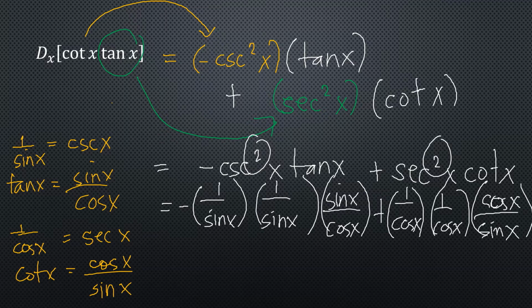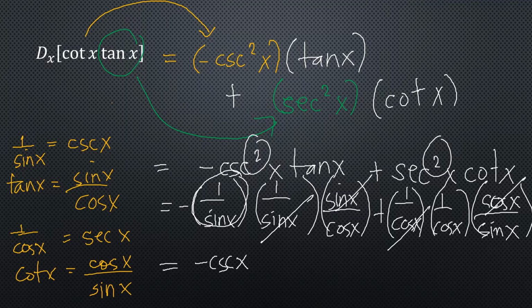So the next thing you need to do is to cancel now. We can now cancel sine x and sine x, cosine x and cosine x. Therefore, we now have negative 1 over sine x, which is equal to negative cosecant x.